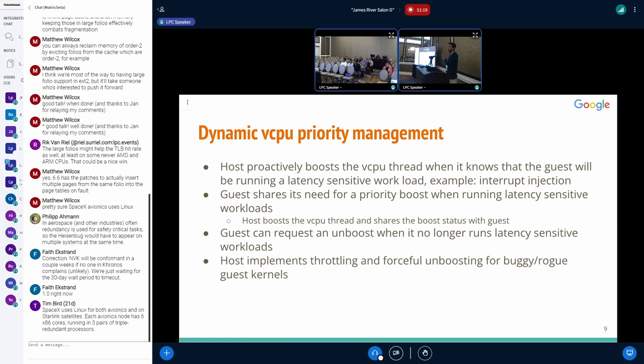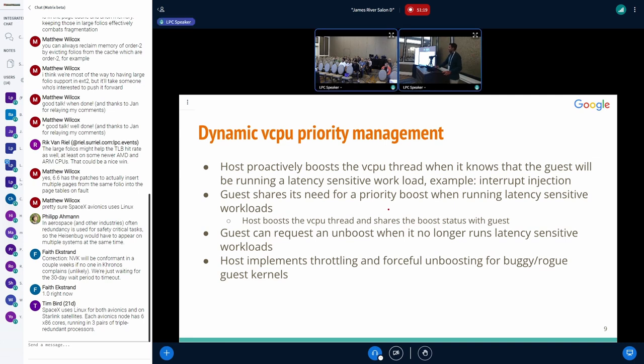So this complete feature, the project, is basically about this: if the host really knows that the vCPU is going to run something important and latency sensitive, the host can proactively boost it, for example, on interrupt injection. And if the host doesn't know, and the guest wants to run something priority latency critical, then the guest can basically request it using a hypercall. The guest can let its intent be known to the host, and then the host can take action.